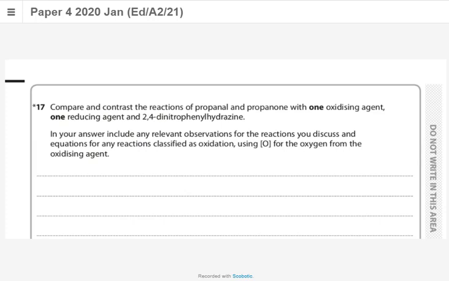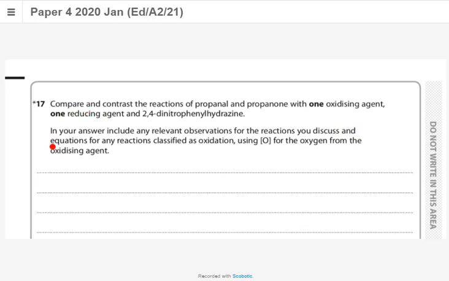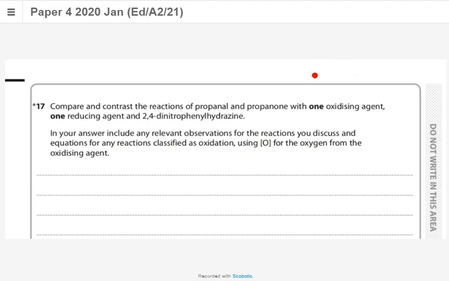Your answer should include any relevant observations. Of course, there are so many observations. Each reaction has an observation except for the reduction. For the reactions you discuss, and the equations for any reactions classified as oxidation, use [O] for the oxygen from the oxidizing agent. That means you need to write and balance. Why do they say this? Use [O]. If you're using dichromate, we can't balance it, right? You can't write dichromate and chromium in the equation. So simply we put [O]. That makes things easy, right?